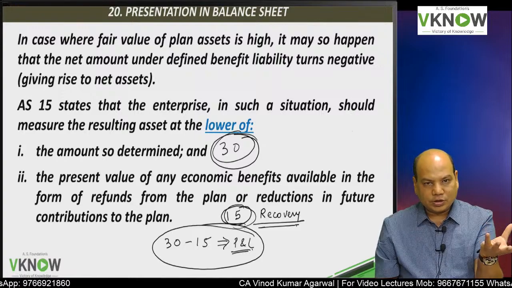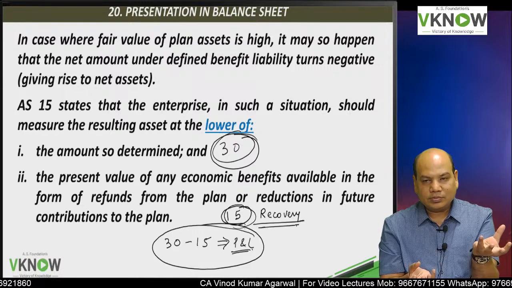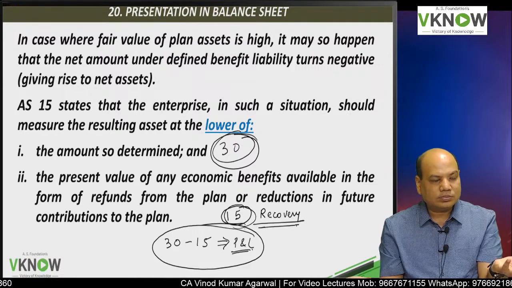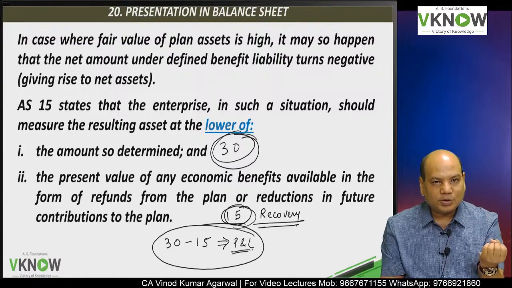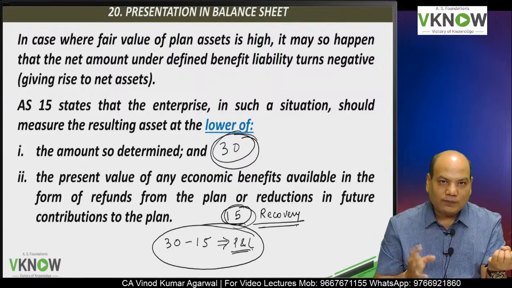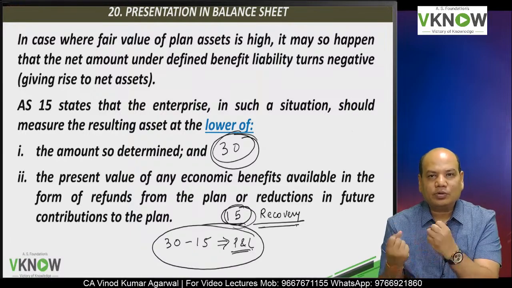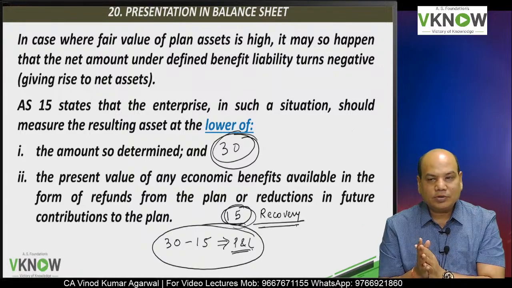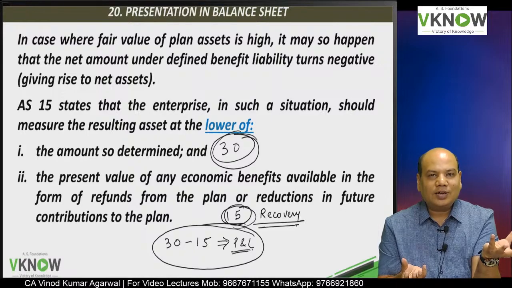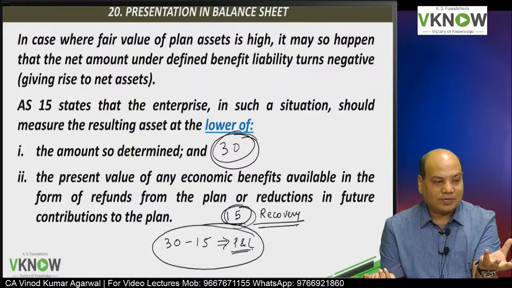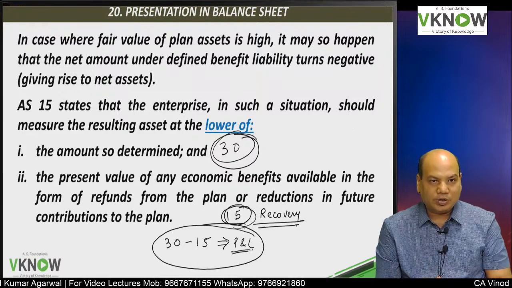If you have an asset of 30 but you can recover only 15 out of it, you have to write off the balance amount. Suppose you have a debtor, you have to recover 30 rupees but he is going to pay only 15 rupees. So you are going to only keep 15 in the books, 15 is written off. Suppose you have inventory of 30 rupees but you are going to only realize 15 rupees by selling that inventory. What do I do? I keep only 15, remaining 15 I write off.